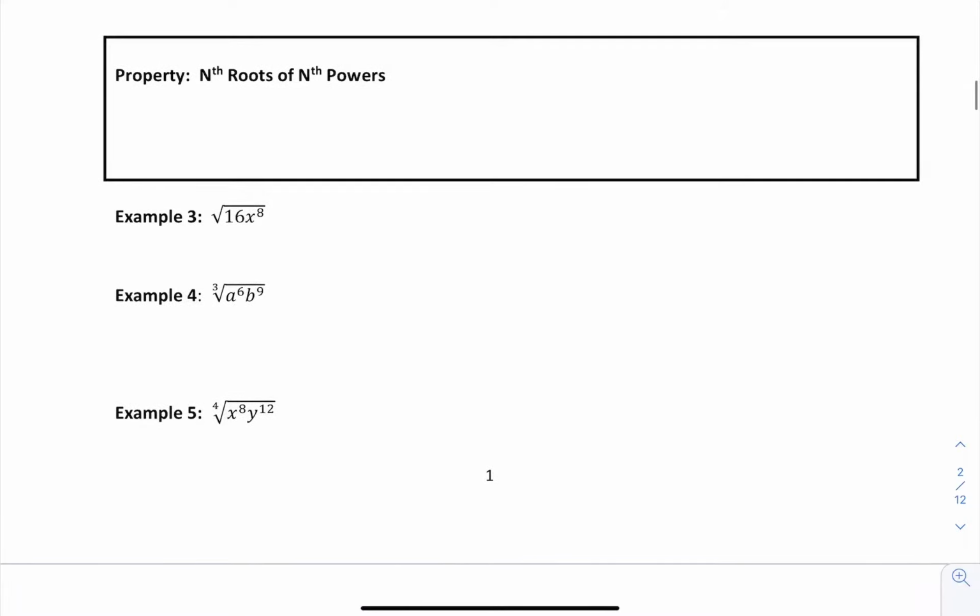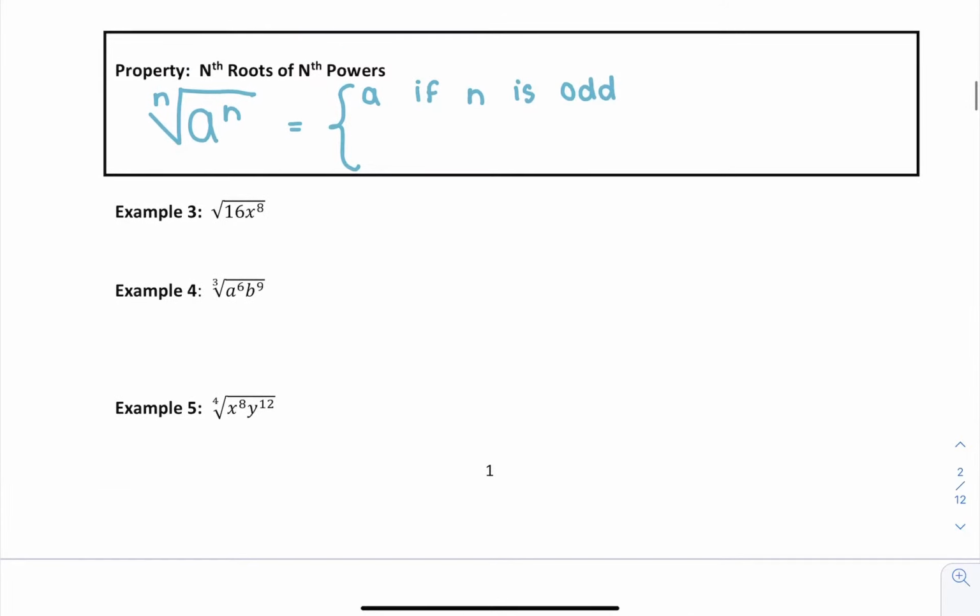So now we have a property that's the nth root of nth powers. What does that even mean? Let's say we're trying to find the nth root of a to the n. You can almost expect that something's going to cancel out. So it in fact does. This is equal to, we've got two options. It's equal to a if n is odd, and it's equal to the absolute value of a if n is even.